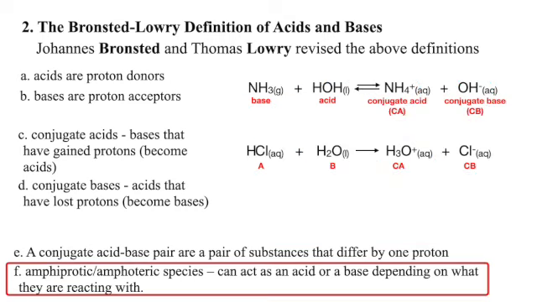Okay, what's an amphiprotic or an amphoteric species? That's just something that can act as an acid or a base. So for example, in the top reaction, water was giving a proton, so it was acting as an acid. But in the bottom reaction, water was receiving the proton, so it was acting as a base. So the substance water can act as either an acid or a base, depending on the situation.